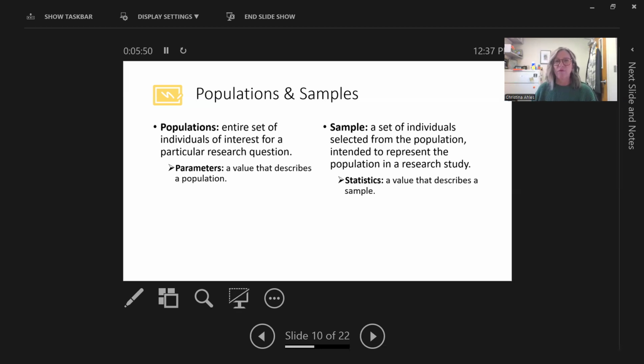So whenever we're talking about statistics, we have values that are describing a sample of individuals, whereas a parameter is a value that describes the entire population.